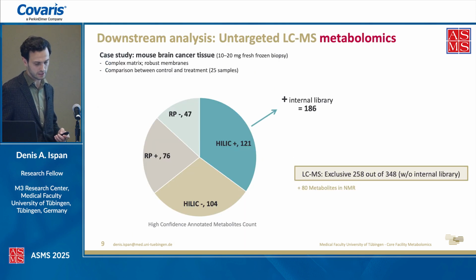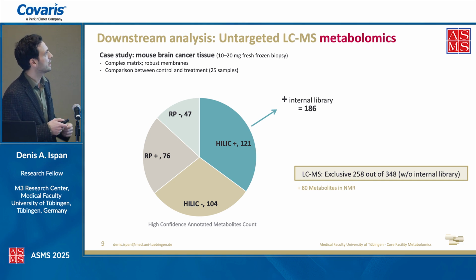Going now to a more specific example for our untargeted metabolomics, I'll show you some results from a study of the mouse brain. We use 10 to 20 milligrams of fresh frozen biopsy, and we are comparing a control group versus one that was treated. As this data is not published yet, I will not dig very deep into the details, but I'll show you a few examples. Let me start by showing the coverage we obtained, running both reverse phase and HILIC. I have to say that the numbers are a bit low, and that's because we didn't include our internal library yet.